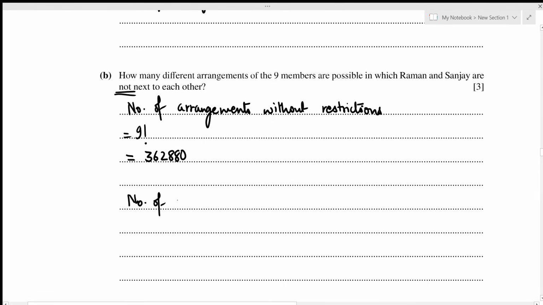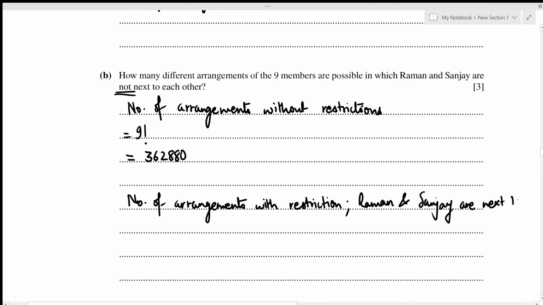So that's going to be number of arrangements with a restriction. And the restriction in this case is going to be Raman and Sanjay are next to each other. Since Raman and Sanjay are next to each other, we're going to consider Raman and Sanjay to be a single entity for now, which means that the total number of members is going to be 8. So that's 8 factorial. But we also need to consider the placement for these 2 people, Raman and Sanjay.